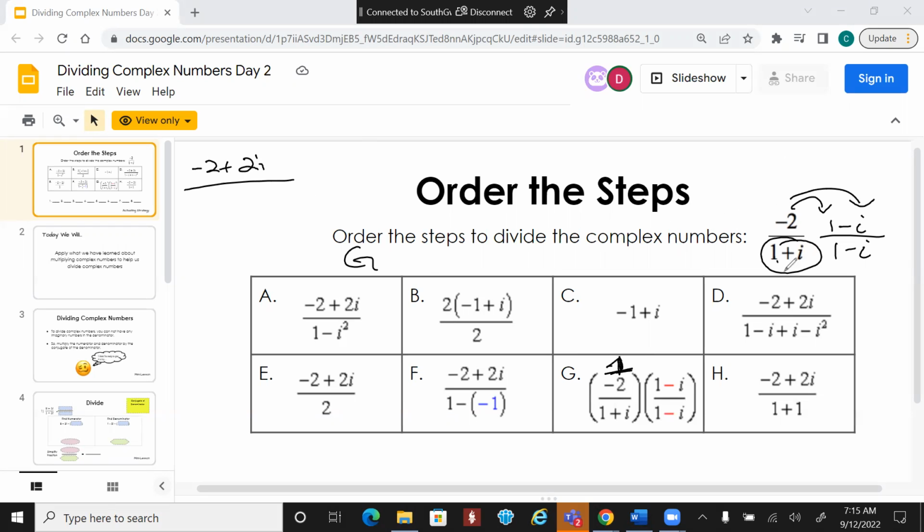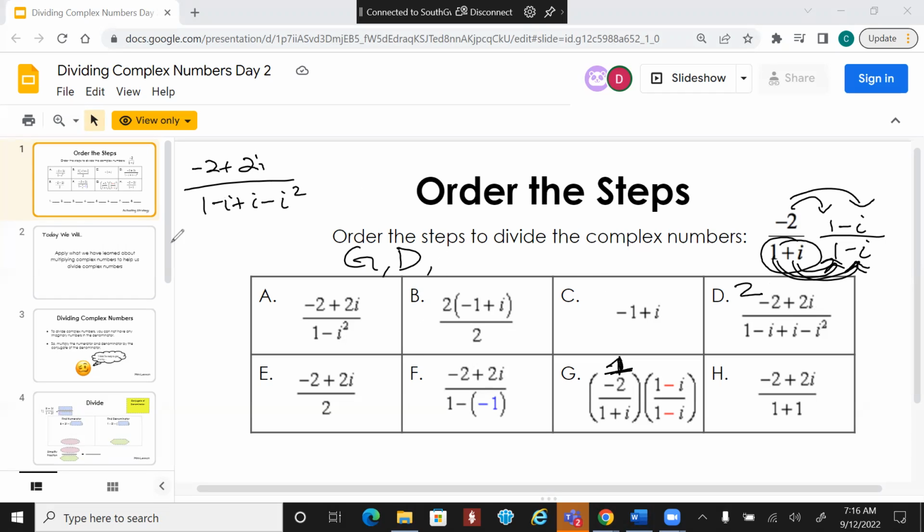On the bottom, we're going to say 1 times 1, which is going to give us 1. 1 times -i is -i. i times 1 is going to give us positive i. And i times -i is going to give us -i squared. Which one of these does that look like? D, good. So that would be the second one.